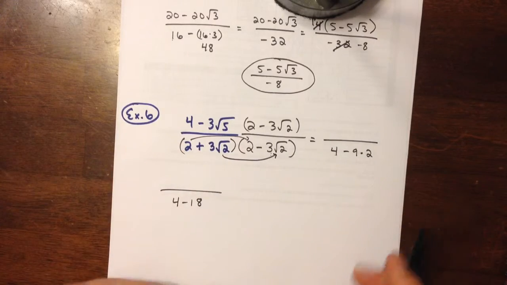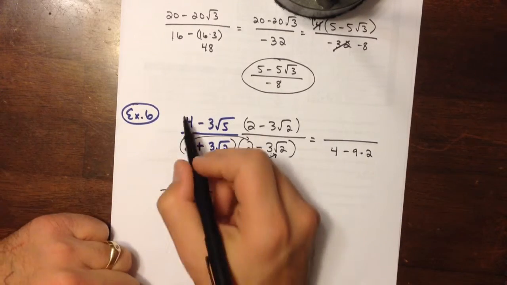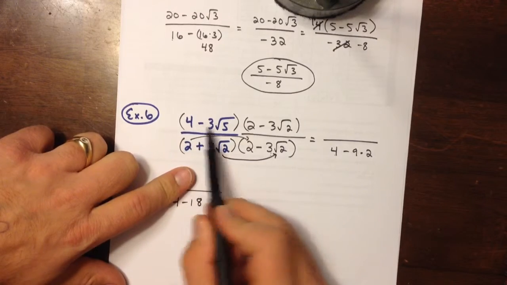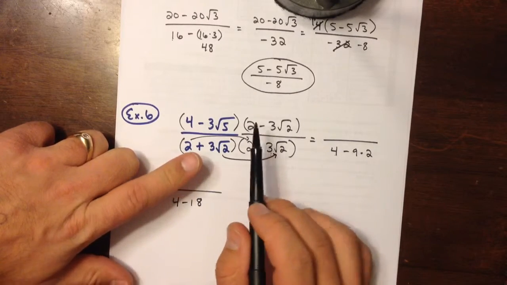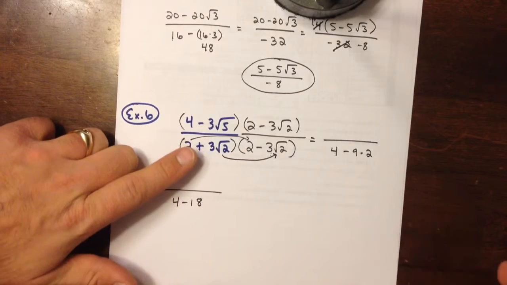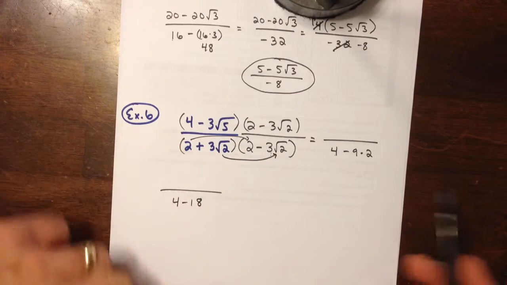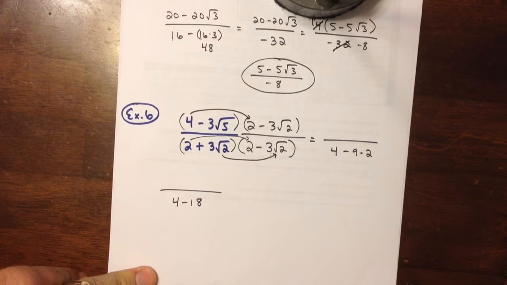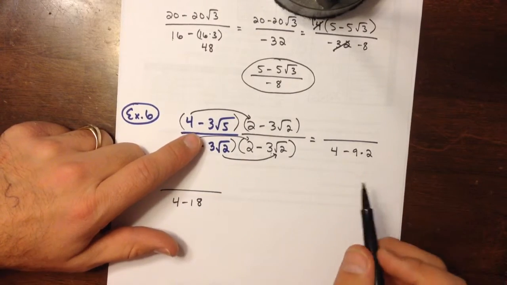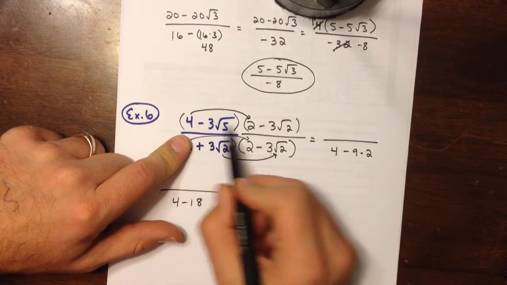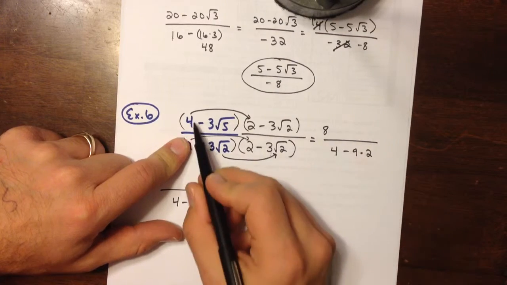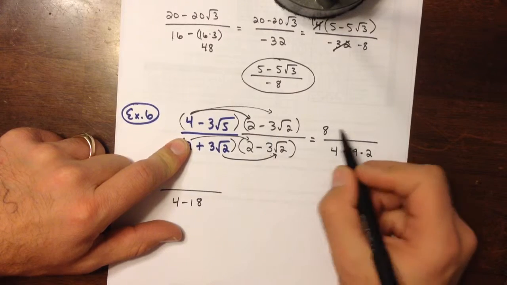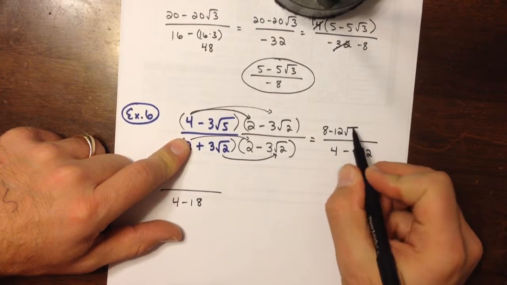Now in the top, this is a little bit different because I have a binomial up top also. So I have two terms times two terms. What you have to do is you have to FOIL that completely. And that's what I meant by it being messier than the other one, because you're going to end up with 4 terms on the top. 4 times 2 is 8. 4 times negative 3 radical 2 is negative 12 radical 2.